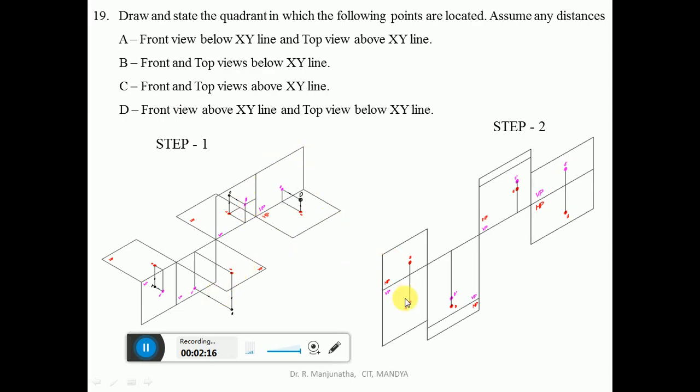So this is how you will be able to see it in step 2, the horizontal plane and the vertical plane. For A, the front view is below xy line and the top view is above xy line. For B, both front and top view are below xy line, that is fourth quadrant. For C, front and top view are above xy line. And D, front view is above xy line and the top view is below xy line, so you are going to get the first quadrant. So this is how we can analyze this problem when it is in space and also when it is projected onto the respective planes.